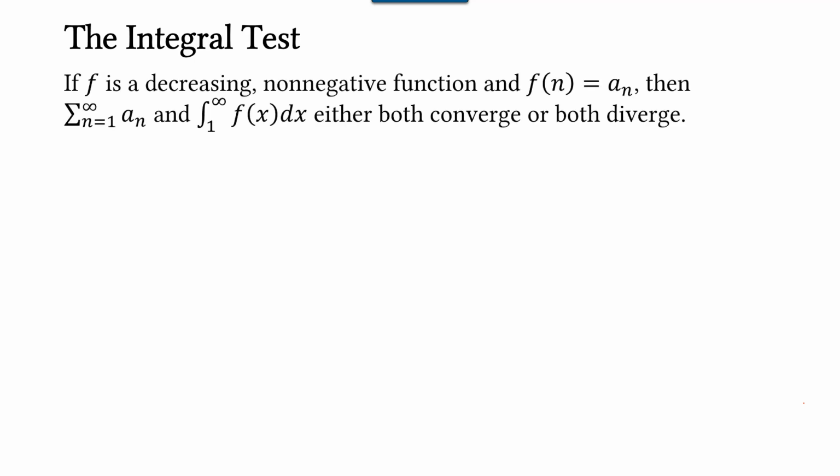Our next test takes advantage of our knowledge of how to do improper integrals. The idea of this test is that if we can visualize the terms in our series as the values of a decreasing non-negative function, then we can figure out the convergence of the series by examining the convergence of the improper integral. This one's a little harder to state and figure out the notation than it is to apply. So let's get right to an example.